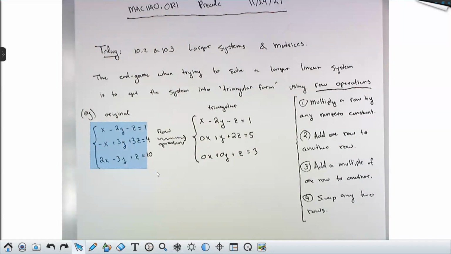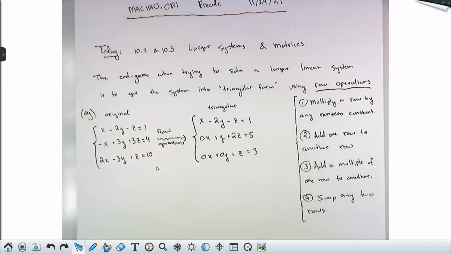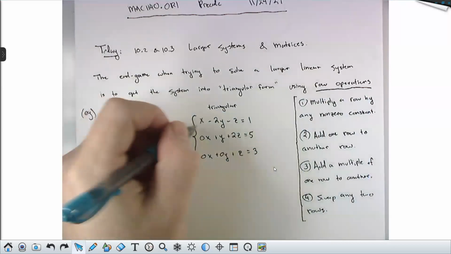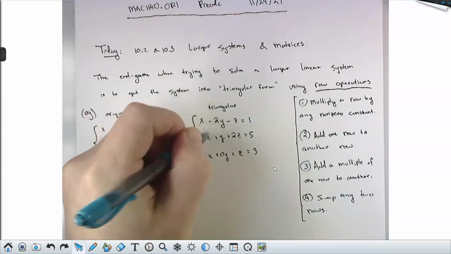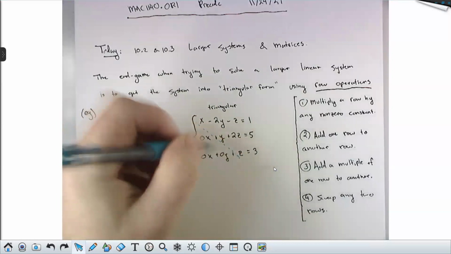So you start with a system like this. I give you a regular 3x3 system of linear equations. Doing the same row operations that we were doing on Monday, where you do these things to try and eliminate variables, you get the thing into this form. This form is called triangular because everything below this line, called the main diagonal, is 0.